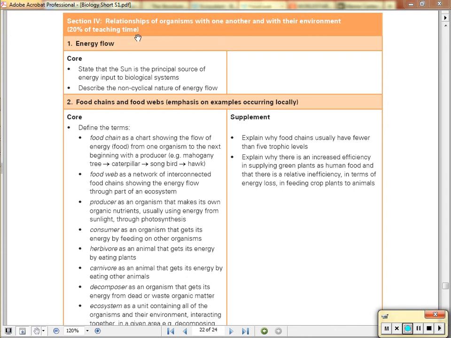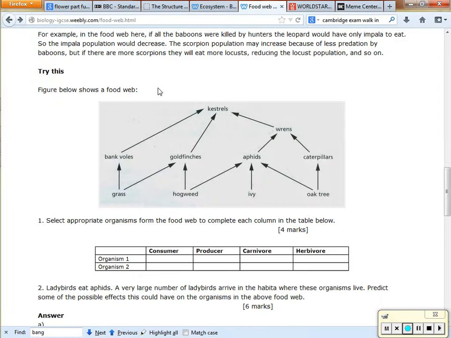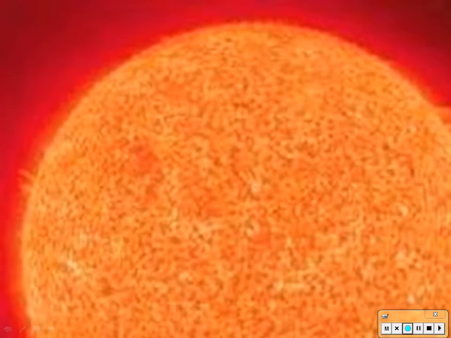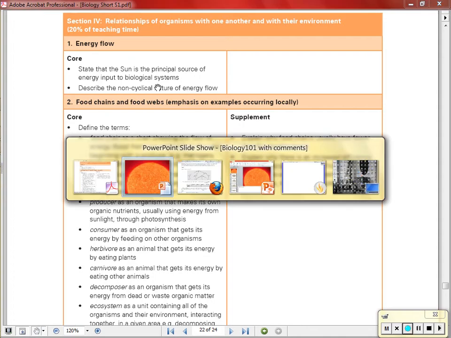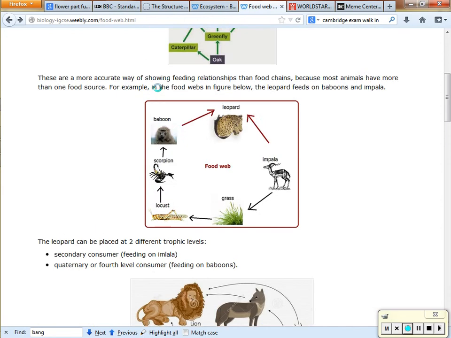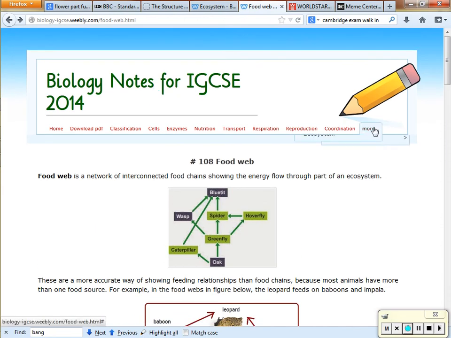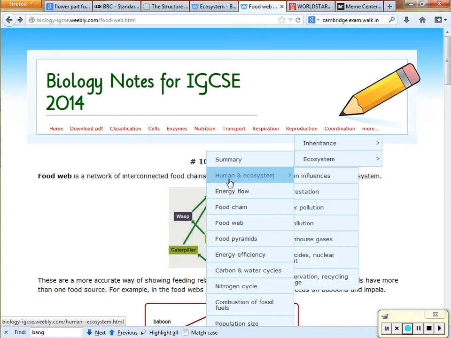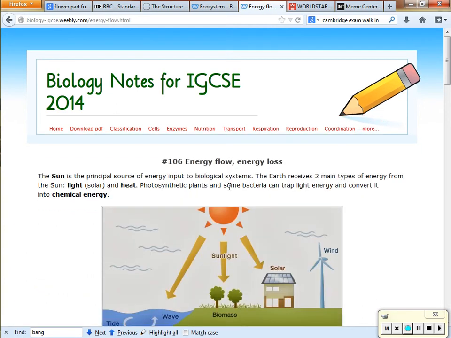Section 4, so the last section in the biology curriculum. The beginning states that the sun is the principal source of energy input into biological systems. Not really much else to say. The sun is where all our energy starts. You don't see it in a food chain, but in any energy system, the sun is where the energy originally comes from.